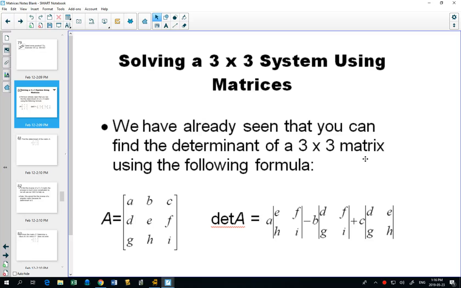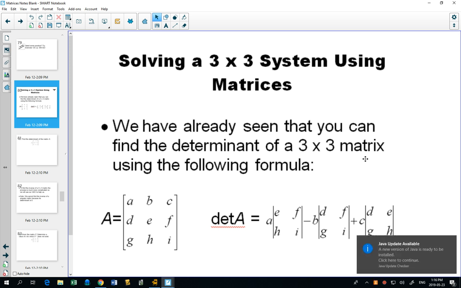So yesterday we found out how you could use the determinant to help you find an inverse of a 2 by 2 matrix. And we found out that the determinant has to be something other than 0 in order for an inverse to exist. Today we're going to look at 3 by 3 systems of solving them with matrices, and we're going to be using our calculators.